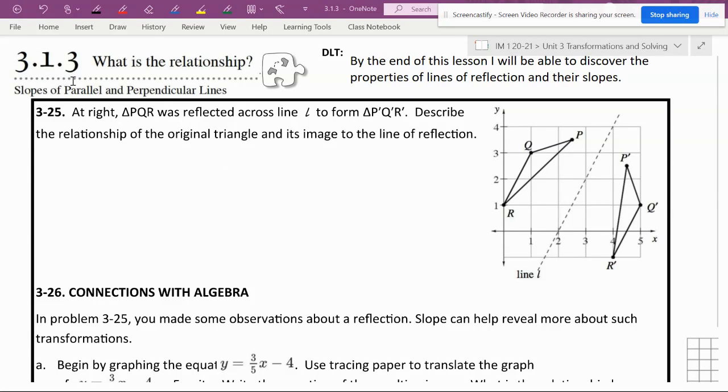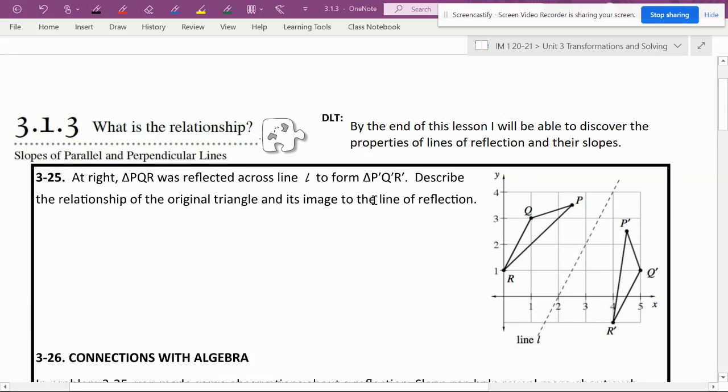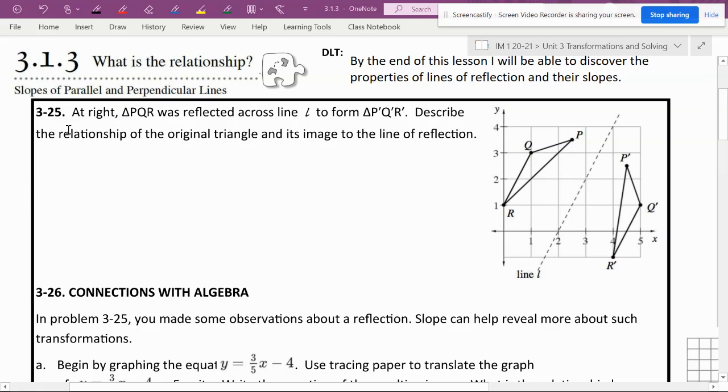Today's topic 3.13: What is the relationship? We're looking at the slopes of parallel and perpendicular lines today. The lesson objective is, by the end of this lesson, I'll be able to discover the properties of lines of reflection and their slopes. So, let's look at the first question right there, 3-25.